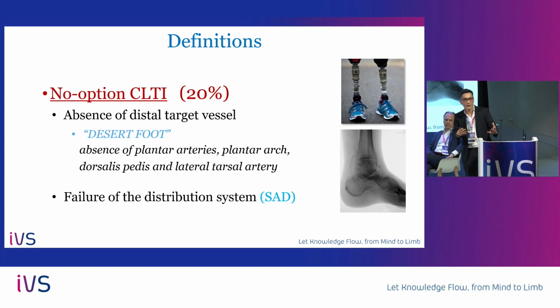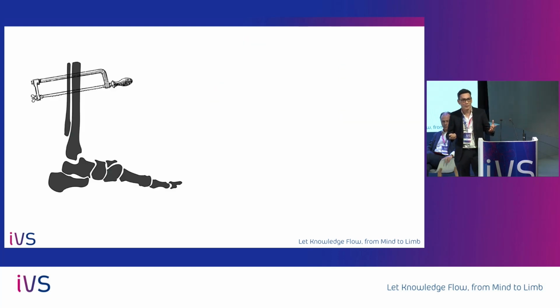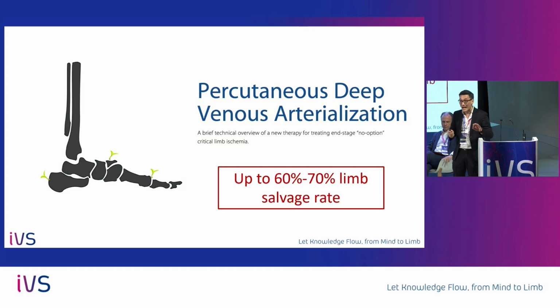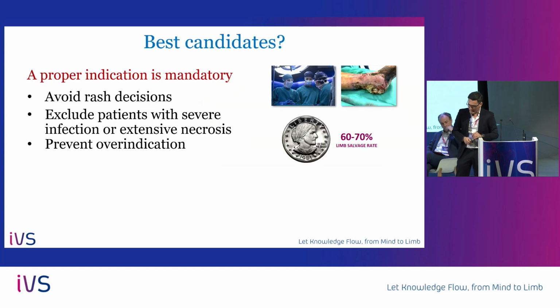the patients who arrive at your clinics with CLTI may be considered no-option patients, either because they don't have a target vessel for bypass or angioplasty, or because they have a failure of the distribution system, what we call small arterial disease. And for these patients, who are basically condemned to a major amputation, DVA has brought some sprouts of hope, with up to 60 to 70% limb salvage rates.